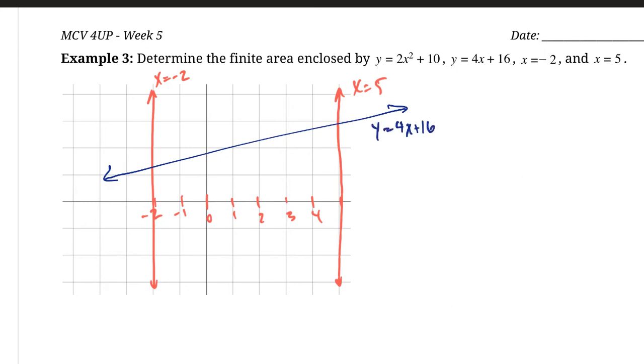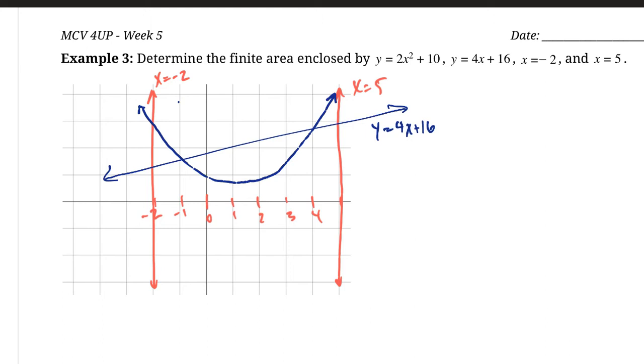And then the other one's a parabola that opens up, and the y-intercept is 10, right? If you set x to 0, the y-intercept is 10. So it's going to look something like this. I don't know exactly what it's going to look like, so I'm just going to roughly sketch it.